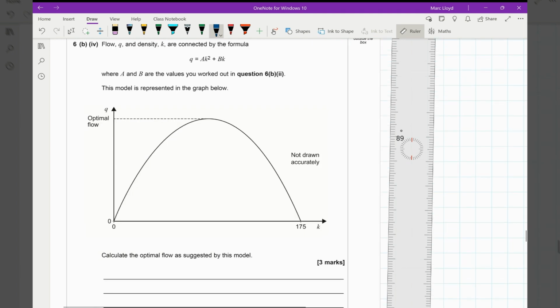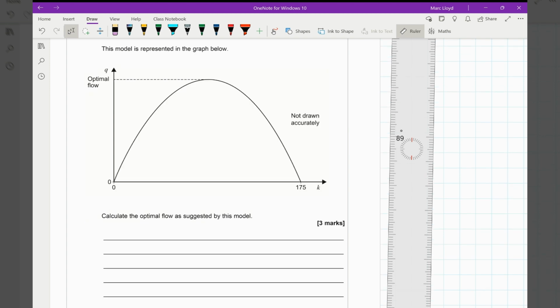Okay, here we go. We've got a negative quadratic graph here. Flow Q and density K are connected by this formula. Q equals AK squared plus BK, where A and B are the values you worked out in question 6b. This model is represented in the graph below. Calculate the optimal flow, which is a maximum point.